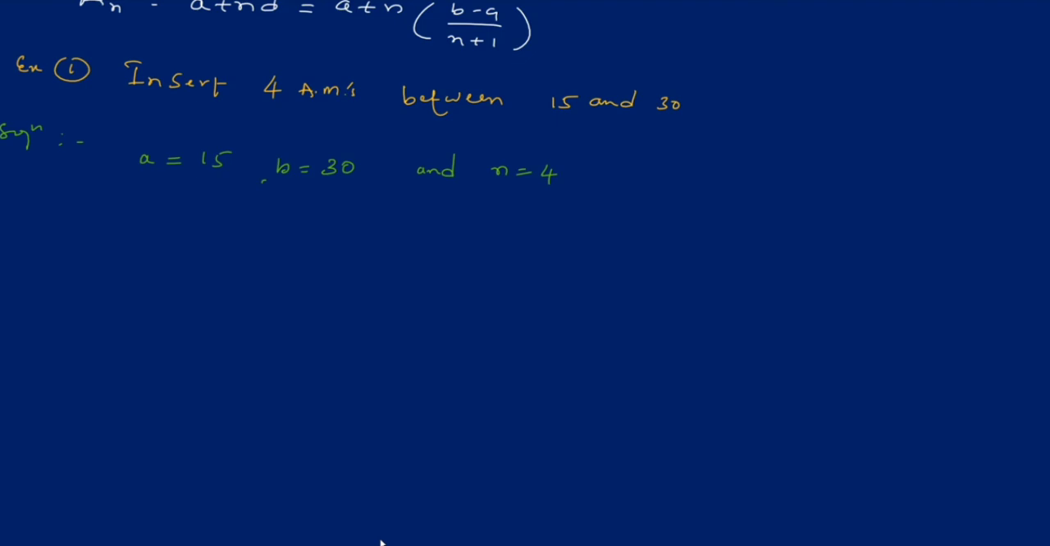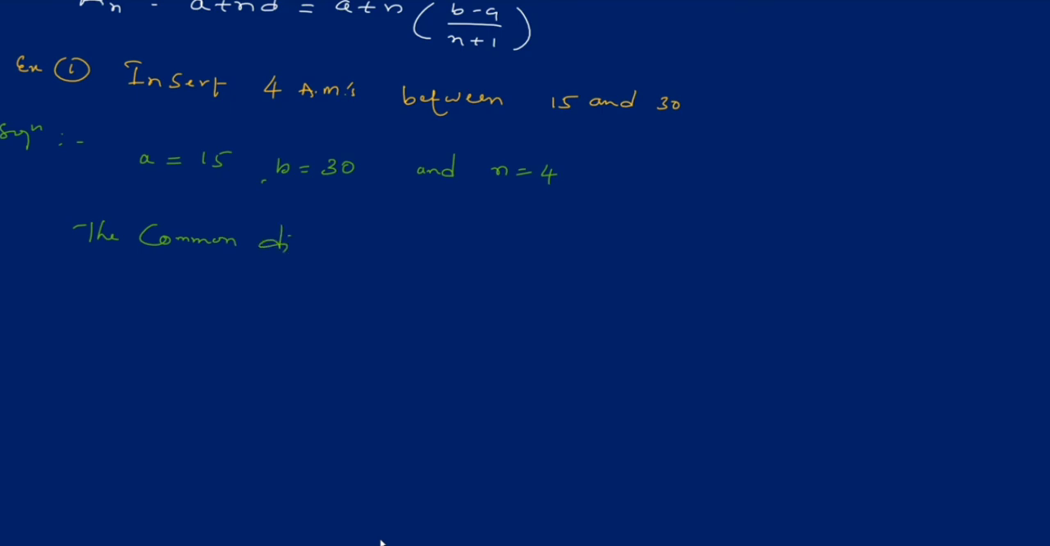In between 15 and 30 there are 4 arithmetic means, so we have to add those. What are those, we don't know now, and what the difference is we also don't know. First we have to find the common difference between any two terms. Then we can find the 4 inserted numbers in between 15 and 30, right?